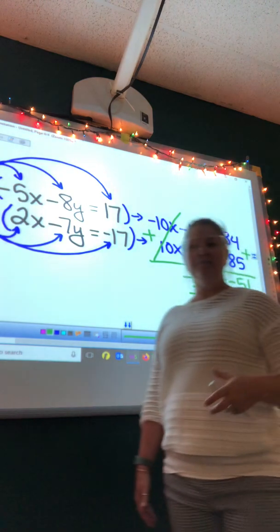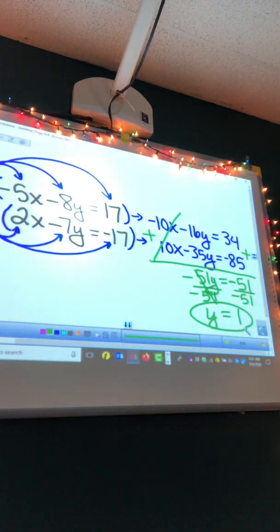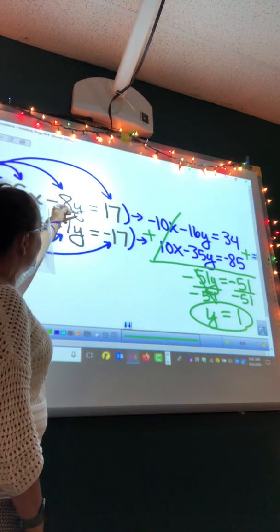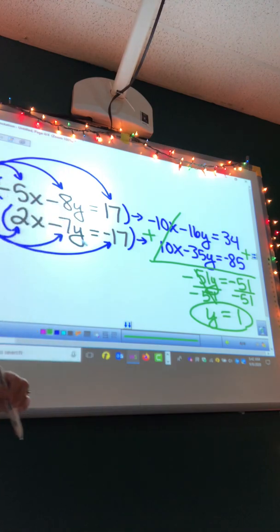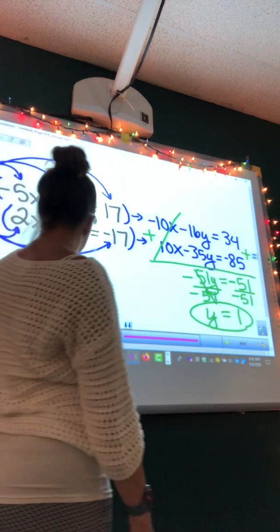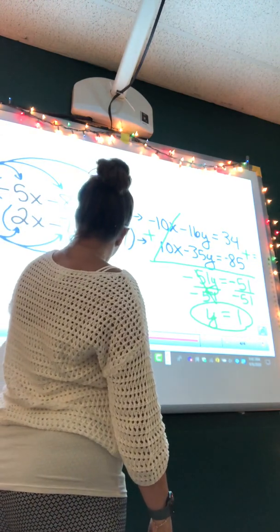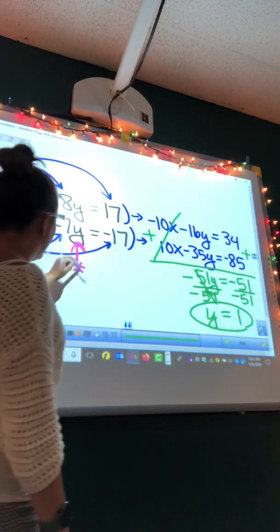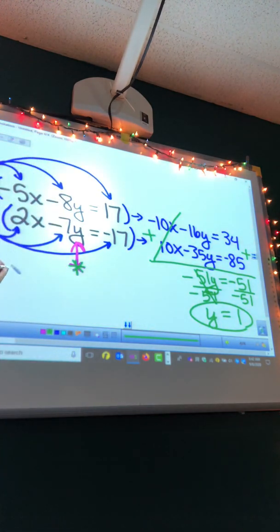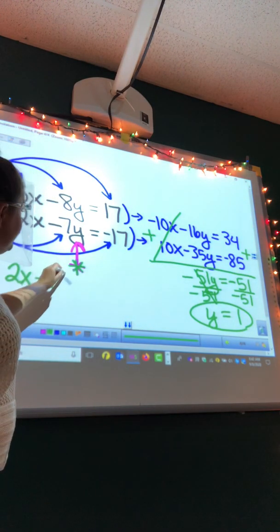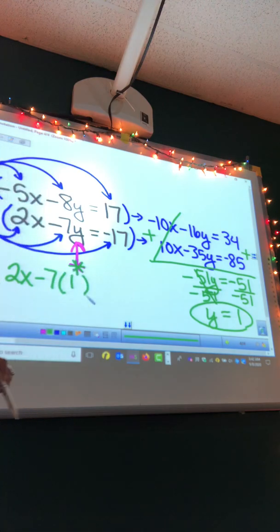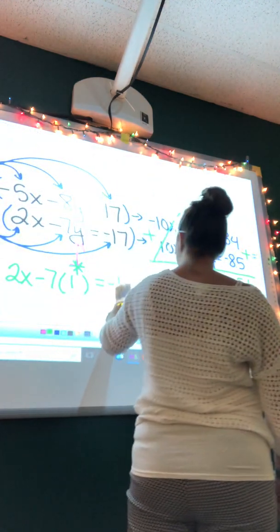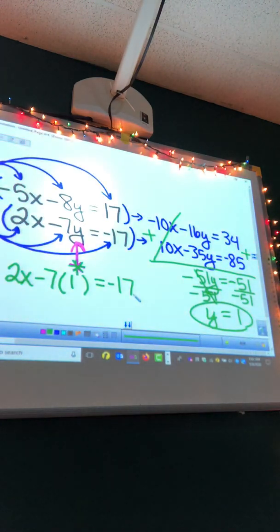I now know that this is one of those one solution answers. So we take that y, and what do we do to solve for x? You got it. Do we want to go into, oh, we're going into y this time. Top y or bottom y? Bottom. Sure. I hear the bottom y. So we're taking that y, still have a 2x, minus 7 times, instead of y, we substitute that 1 in. And we do our math.